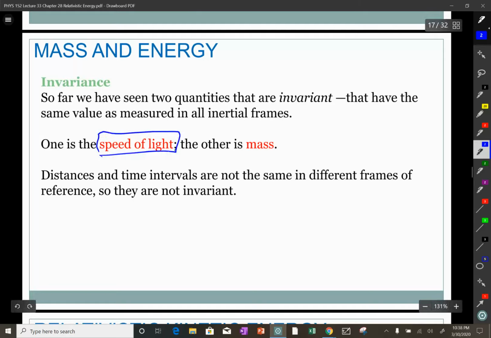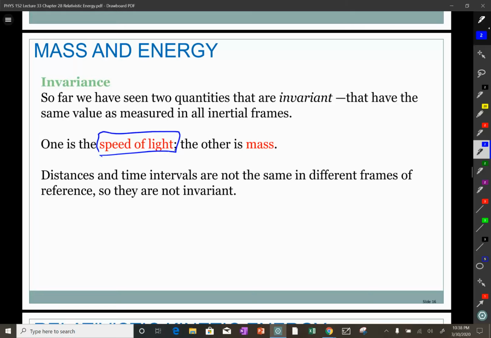The speed of light, that was one of our principles of relativity, not theorems, not hypotheses: the speed of light in vacuum is always the same. It's invariant. It doesn't change as we move through inertial reference frames. Another one is the mass.